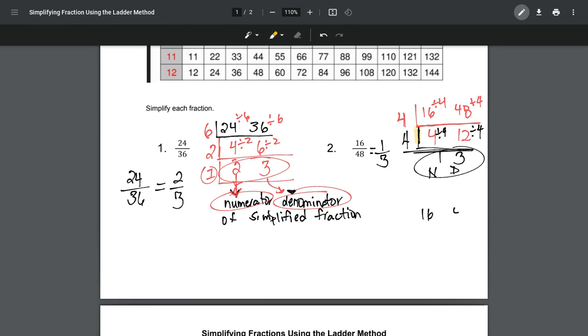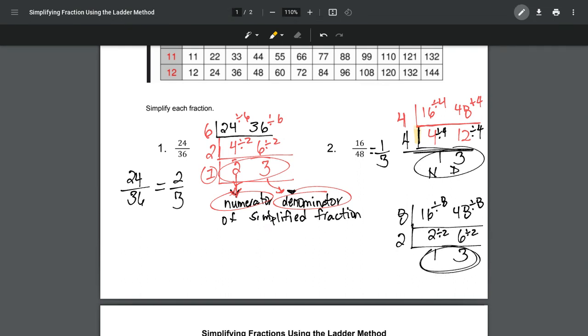Someone may have decided to use an 8. 8 will go into 16 2 times, and 8 will go into 48 6 times. And then 2 will divide into both of these. 2 divided by 2 is 1, and 6 divided by 2 is 3. So that's still your 1 over 3.